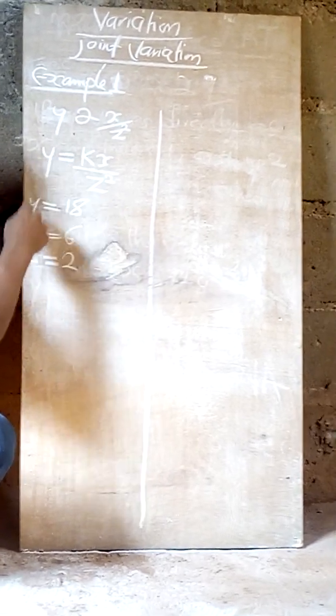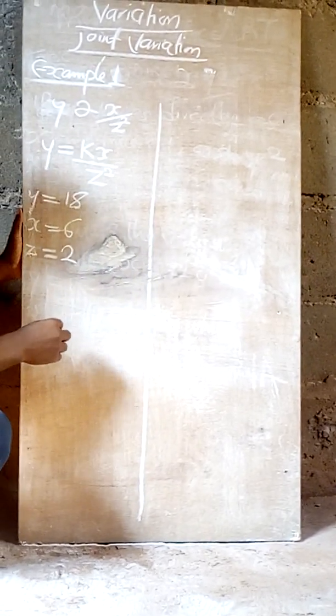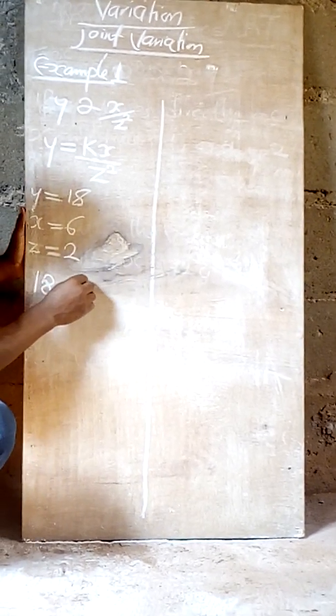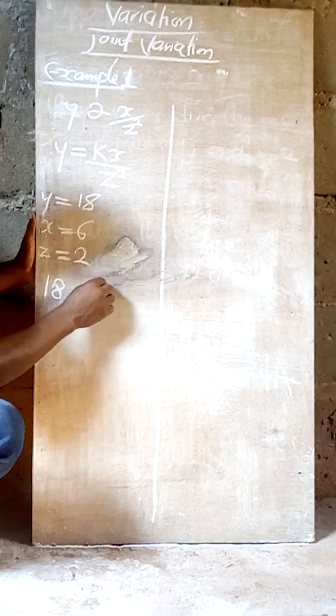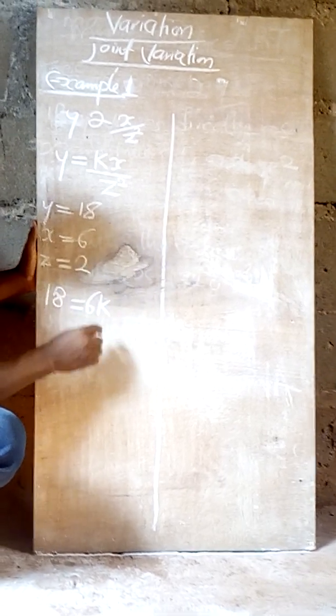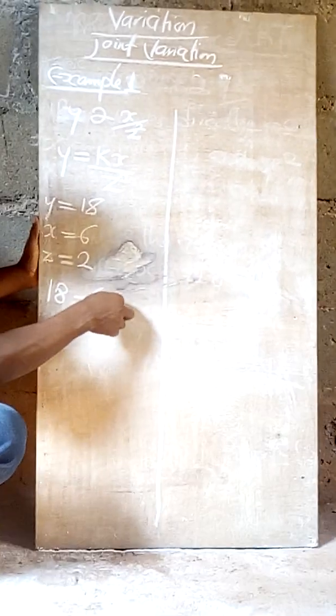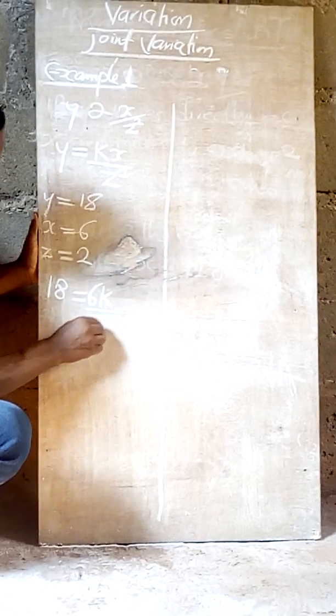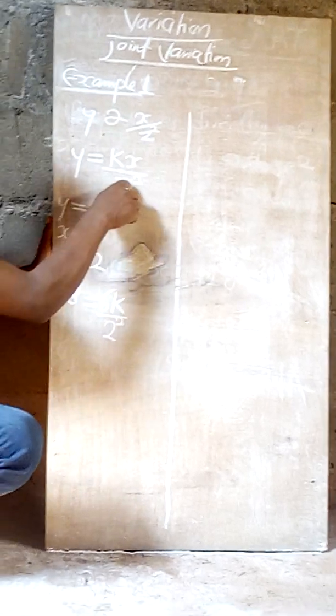The formula, right? Yes. They say y is what? 18 equals k. What's x? x is 6, right? 6k, right? Are you following now? Because 6 is not supposed to be at the front, rather it must be at the back. All over 2 squared, right? Yes. Because your z here is squared.